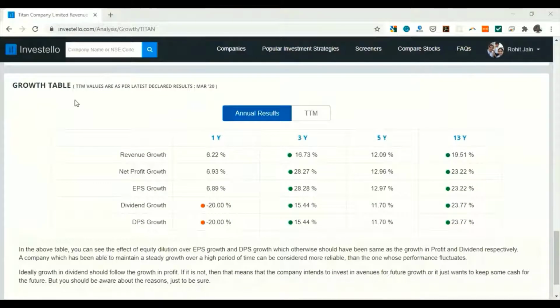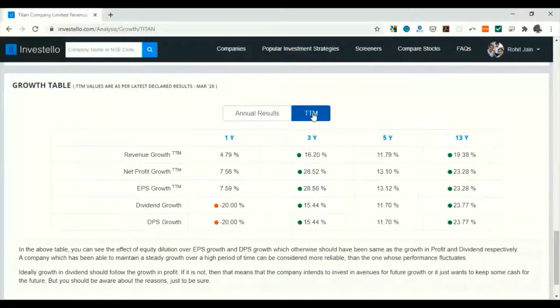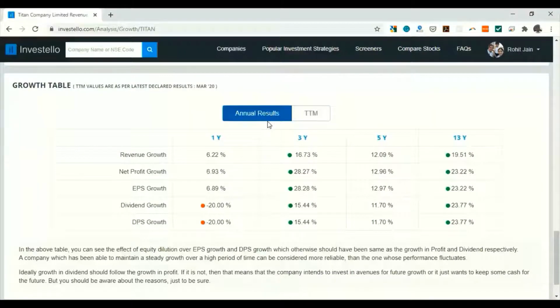And let's look at the growth summary now. Let's look at it from the TTM graph, or we can also look at the annual graph because the 2020 results have been announced. So in past 13 years, as we can see, annualized revenue growth for the last 13 years is around 20%, which is a very good growth. And annual growth for net profit is 23.22%, which is even better.